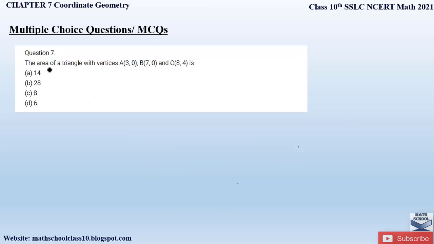So our correct option is option B. Question number 7. The area of a triangle with vertices A is 3, 0, B 7, 0 and C 8, 4 is. So here we have to find out area of a triangle given 3 vertices of this triangle, right? So for this we have a formula, which I have discussed in my revision video, chapter 7 coordinate geometry. So what is the area of a triangle?